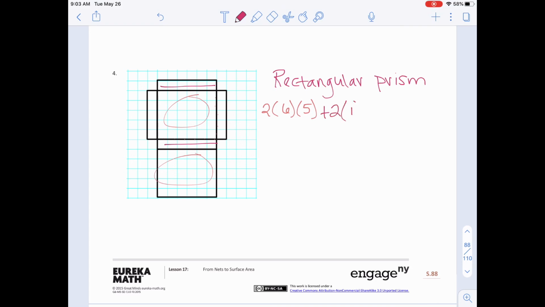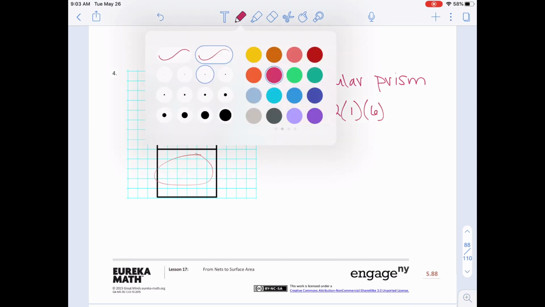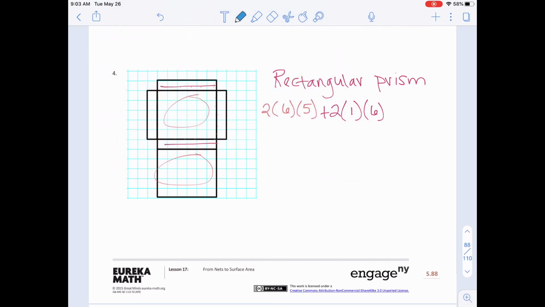Their height is 1. Their width is 1, 2, 3, 4, 5, 6. And then I have 2 rectangles here and here. So there's 2 of them. Their height is 1. Their width is 1, 2, 3, 4, 5. So notice these rectangles are different from these rectangles. And now I have to do my multiplication. 2 times 6 is 12, times 5 is 30.